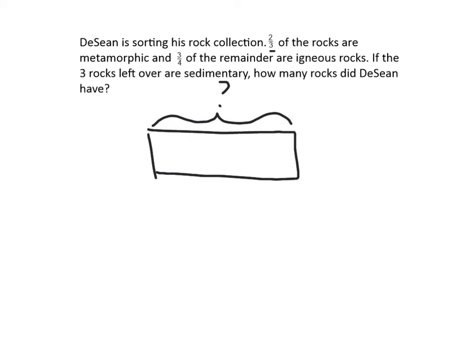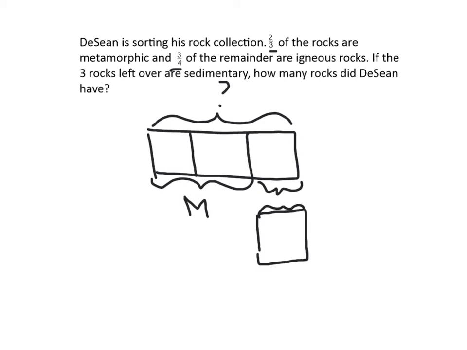We know that 2/3 of the rocks are metamorphic. So we're going to split this into thirds. We know that 2/3 are metamorphic. Okay? And then it says 3/4 of the remainder are igneous. So again, I'm going to draw a new box down here that's going to show the remainder. Okay? And 3/4 of the remainder are igneous. So I'm going to split this into fourths. And 3 of the fourths, it says, are igneous. Okay? If the 3 rocks left over are sedimentary, how many rocks did Desean have?